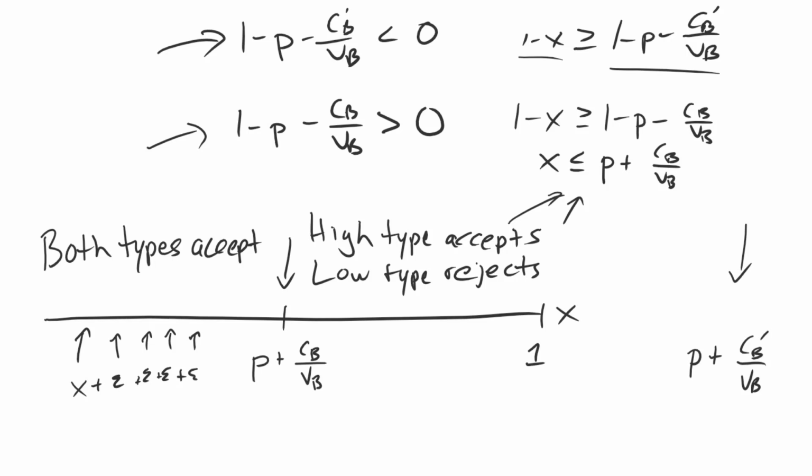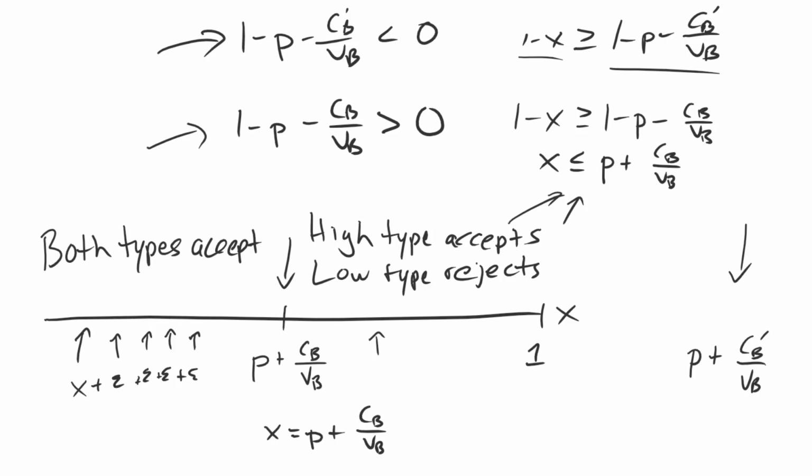So the optimal demand that has no risk, that is guaranteed to be accepted, is X equal to P plus CB over VB. That's only one type of option. Another option is going greater than P plus CB over VB, something like right here. Let's think about what A's utility is for that sort of demand.